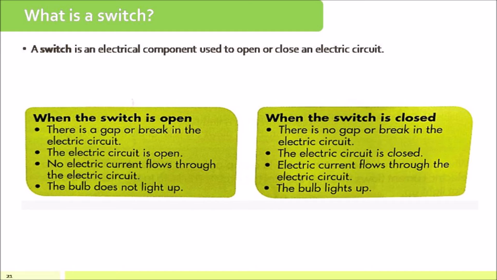On the other hand, on the right side, you can see that the closed switch has no gap or break and so it is continuous, allowing for a closed electric circuit and so the electric current flows through. And if a light bulb is connected, it will light up.